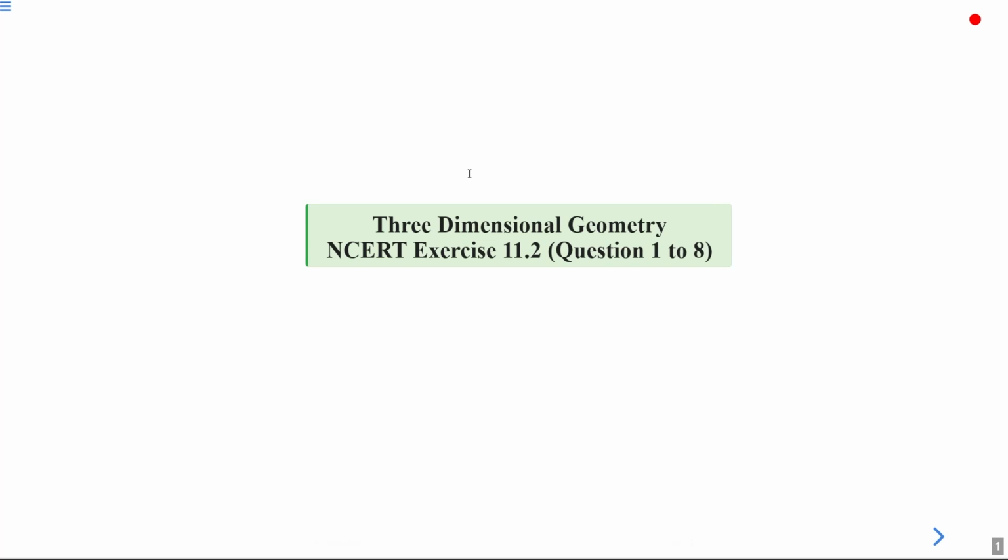Hello students, welcome to this lecture on three-dimensional geometry. In this lecture, we will discuss NCERT exercise 11.2, question number 1 to 8.